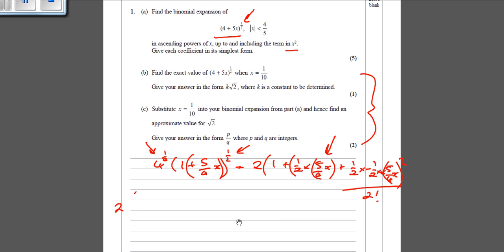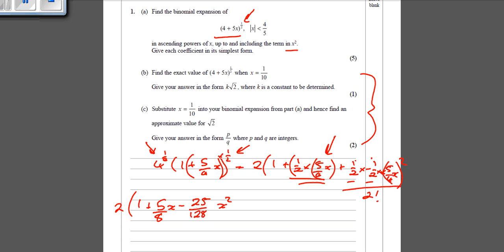2 lots of 1 plus, oh, so that should have been times by half there. So that's a half times by 5 over 4, oh sorry, that was that one there, so that's going to be 5 over 8x, plus, then we've got to do a half times minus a half times 5 over 4 squared over 2 factorial. So we can see that because we've got one negative sign there, that's going to be a minus. Doing that gives you 25 over 128.